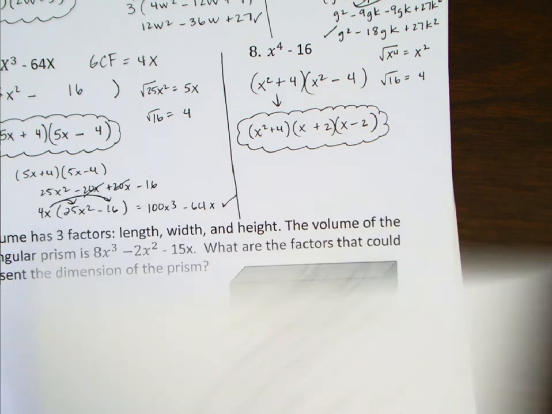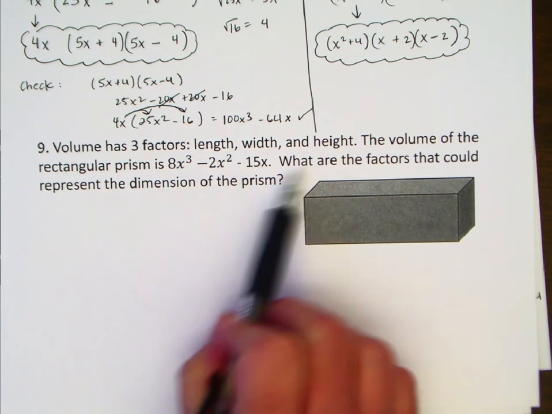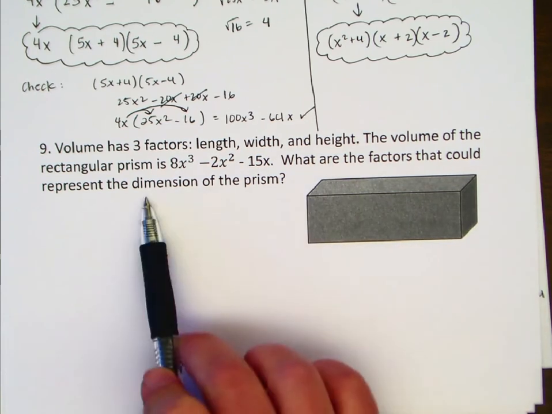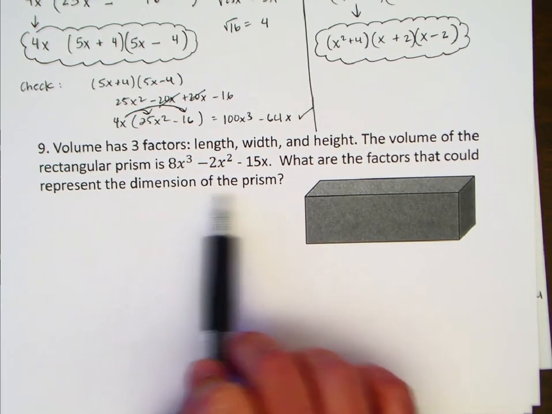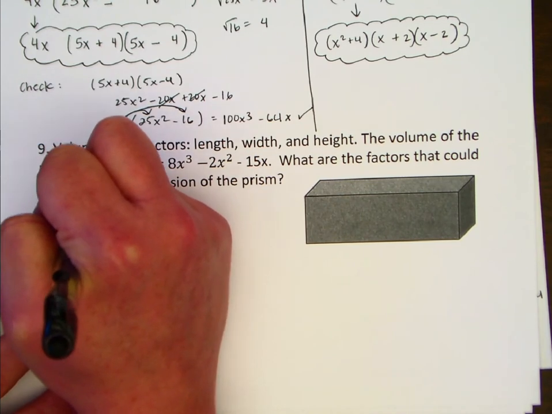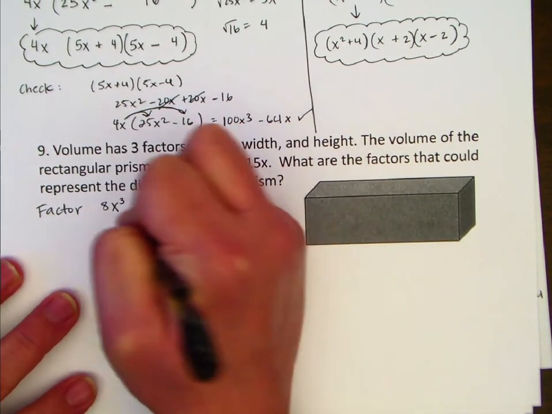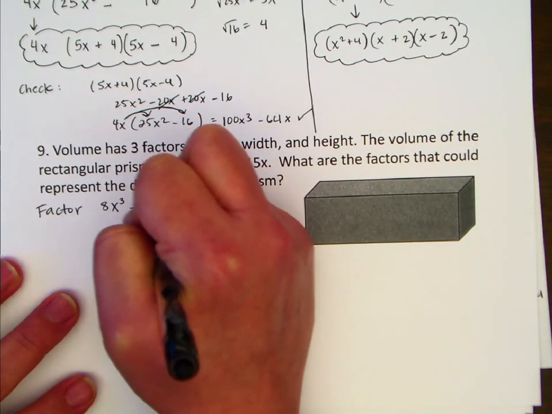All right. Word problem. Silly word problem, but we got to do it anyway. So volume has 3 factors, length, width, and height. So it is 3-dimensional. The volume of the rectangular prism is this. What are the factors that could represent the dimensions of the prism? All that means is to factor 8x to the 3rd minus 2x squared minus 15x.